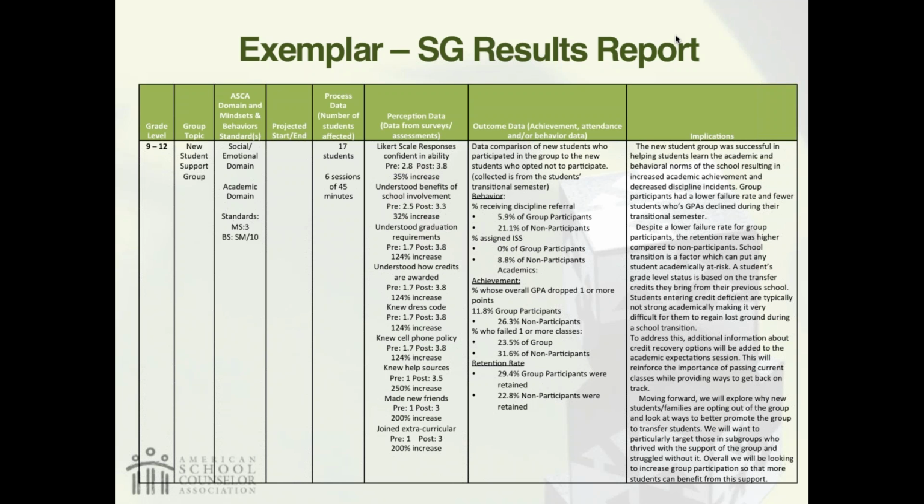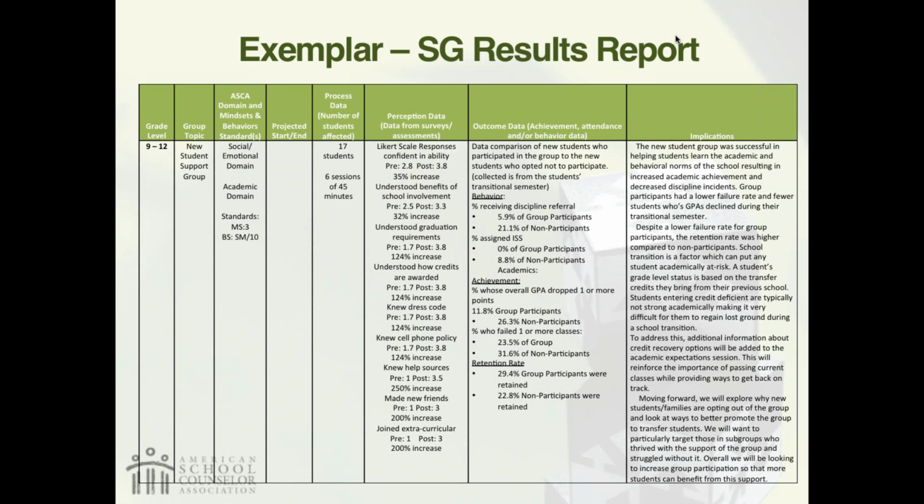You would think if they failed fewer classes, they would be more likely to be promoted to the next grade, but that's not what they found. But then they addressed that in their implications. They talked about having a lower failure rate for group participants but a higher retention rate in the second paragraph of their implications.